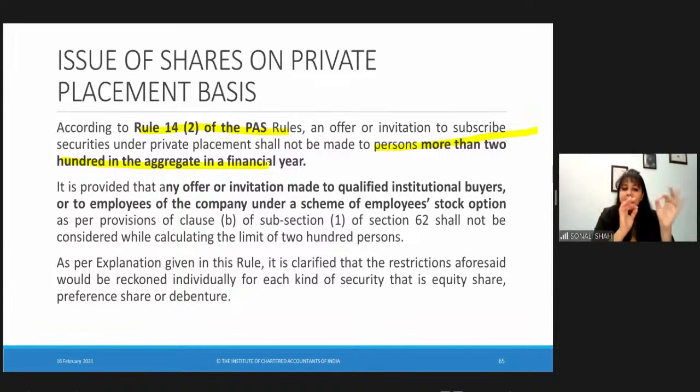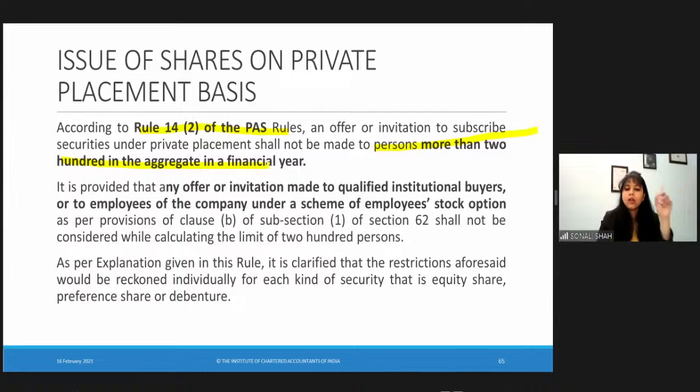The limit of 200 that we see here is a limit in aggregate in a financial year. First point, this limit is applicable for each kind of security, that is equity share, preference share, or debenture. So we can have an invitation to 200 people for equity shares, 200 people for preference shares, and 200 people for debentures. But at any time, whenever a subscription to security is happening, can the number of members of the company exceed 200? They cannot.